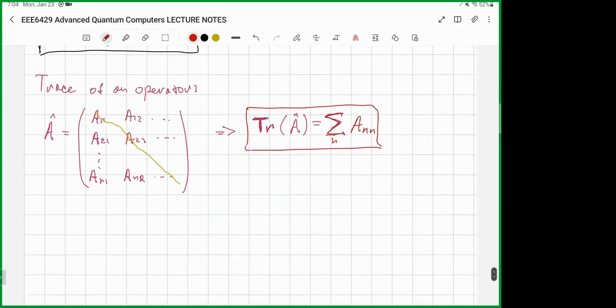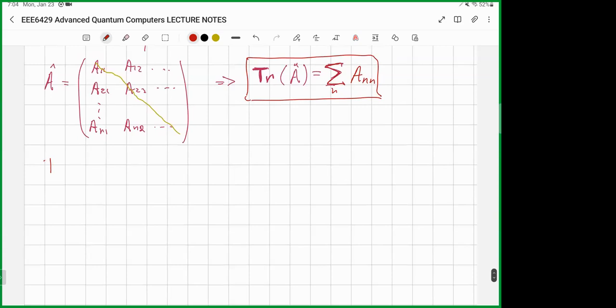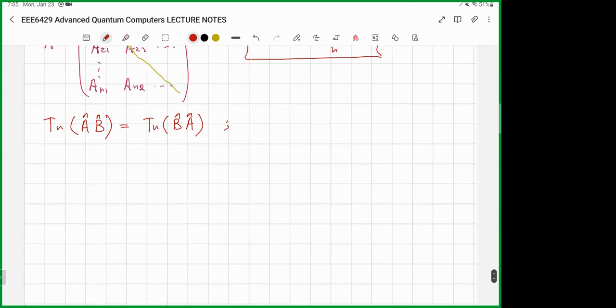The same way we can, of course, take the trace of the product of two operators, operator A, operator B. One property of this trace is that it doesn't depend on the order of the product: the trace of operator A times operator B will be equal to the trace of operator B times operator A, so it doesn't affect the result.